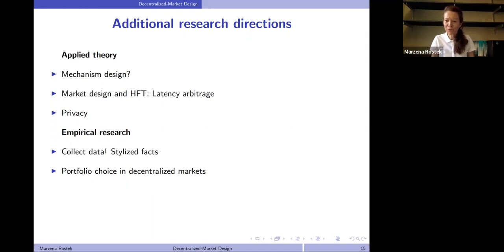Now, for those of you who prefer to work with data, let me just put it out there. Collecting detailed institutional data on the types of assets traded, the types of investors who trade them, and the associated details of market design and market structure would provide an immense service by introducing new stylized facts and defining a gradient for future work for all of us.